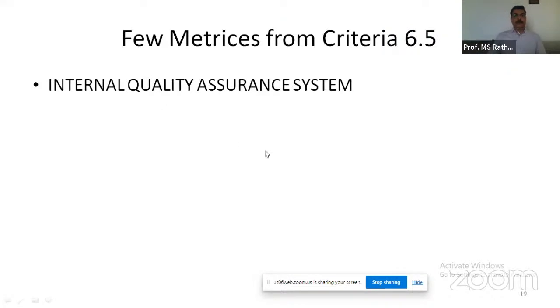Now, I would like to share with you, for those who are going for the first time for the NAAC assessment and accreditation, what are the simple questions from the NAAC. I have taken this from the criteria 6.5 because this is a very important part for any institution which is going for the NAAC assessment and accreditation. This is concerned with the establishment and sustenance of the internal quality assurance system, that is also known as IQAS.